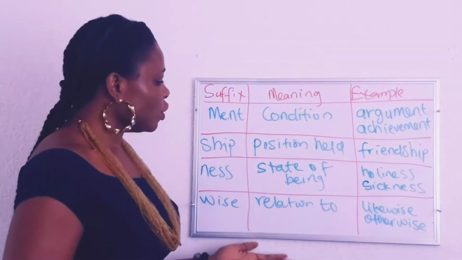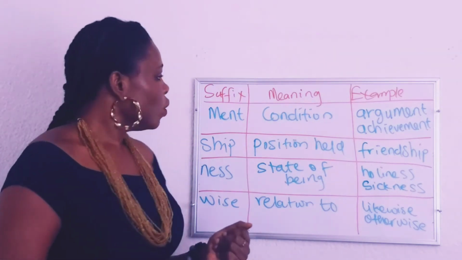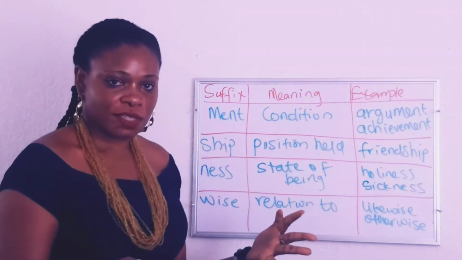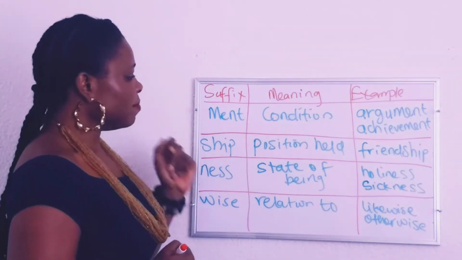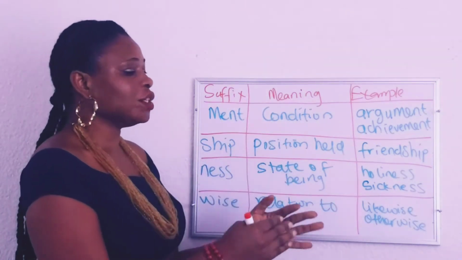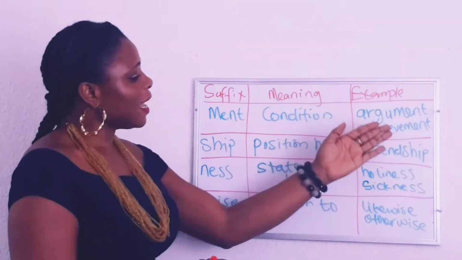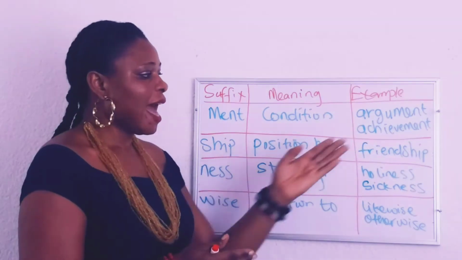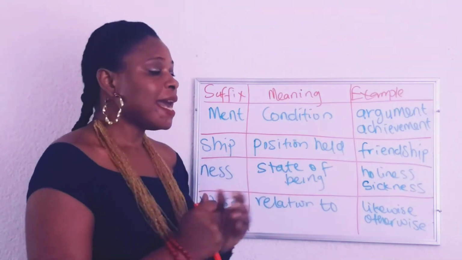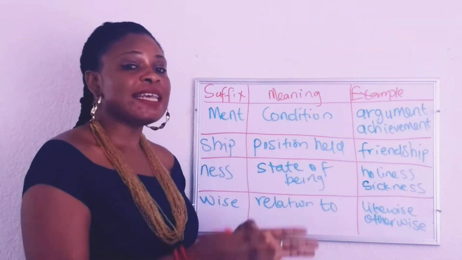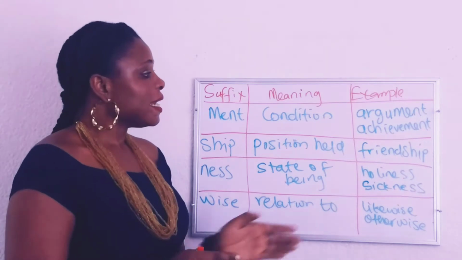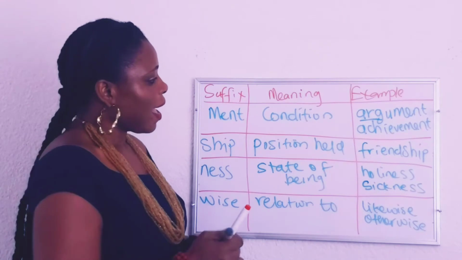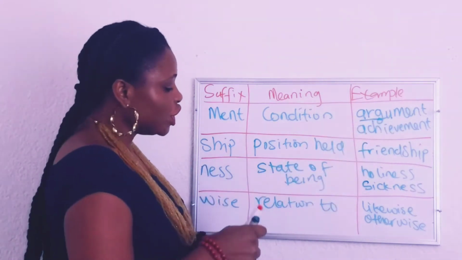Now guys, pay attention to what we have here on the board. We have suffix, the meaning of the suffix, an example of the suffix. Now the first suffix I have here is ment. And this suffix means a condition of something or someone. And here I have two examples of this suffix ment, argument and achievement. Remember, a suffix is an affix that is used after a word. Now we have this word which is argue. And then we have the suffix which is ment.